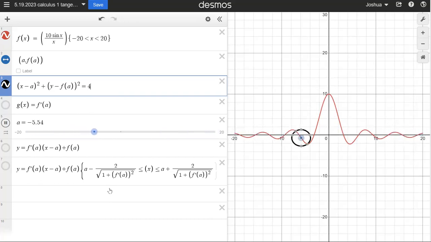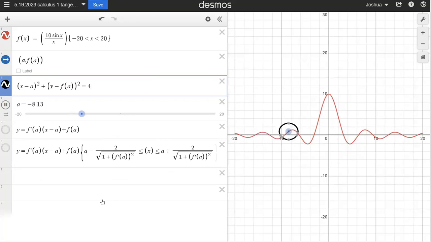The next thing I would want to do is create a line for this function. Here I'm using point slope form. So I have this equation down here: y equals the slope of the tangent, f prime of a, times x offset by a, plus f of a. That will create a line that has a slope of f prime of a, and that intersects at the point a comma f of a.